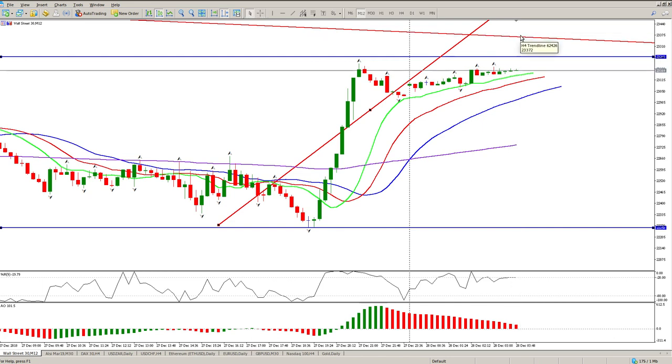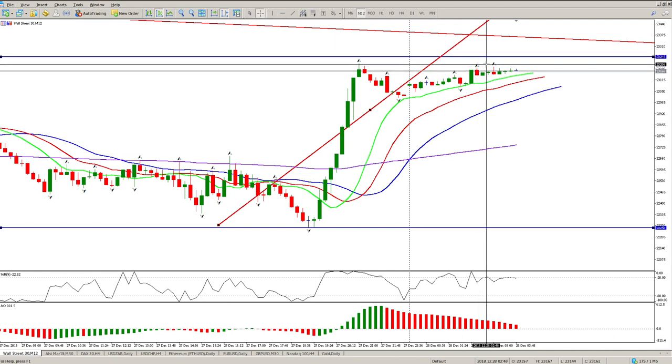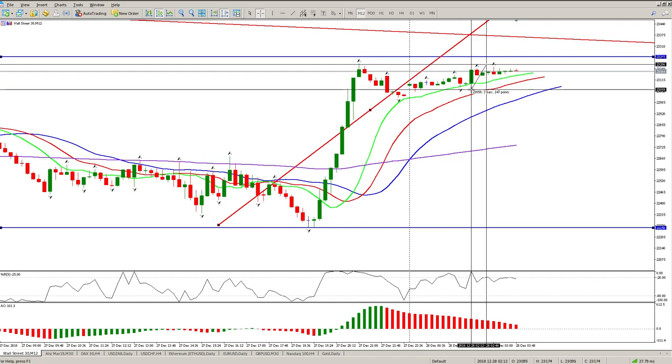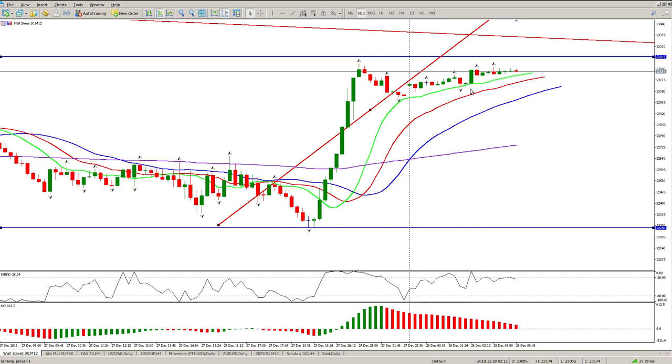Okay, so that does mean that there is potentially a long. If we're looking at the 12 minute, sort of looking for a break of a fractal with a stop below the previous fractal. So in other words, I'm looking for a break above there with a stop over there. So it's a 140 point stop loss. Kind of insane when you think about it. But yeah, that's basically what I'm looking for.